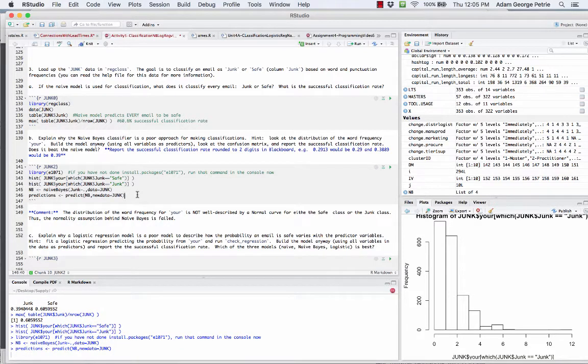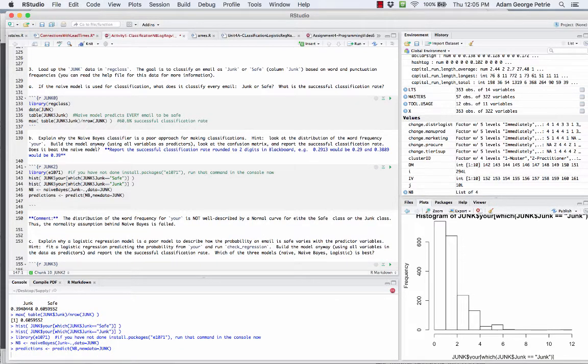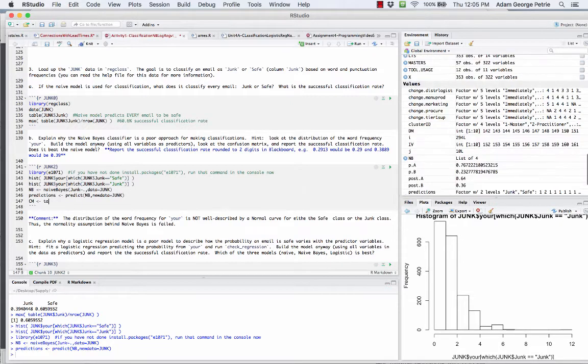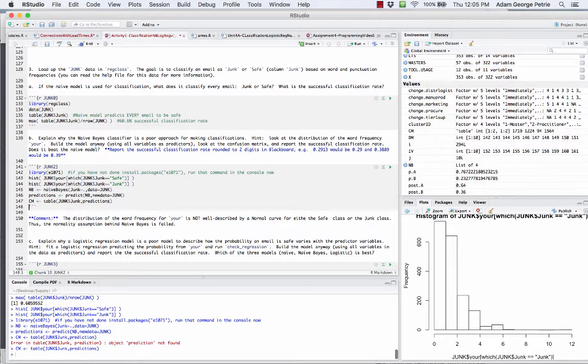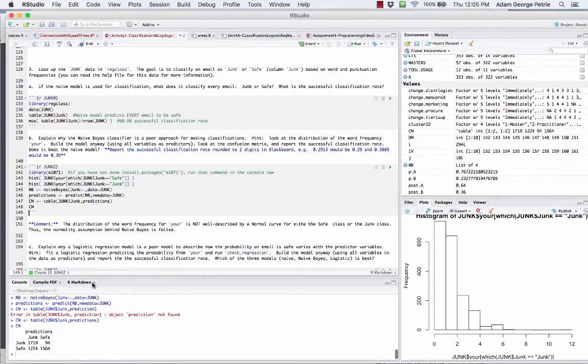So we'll make those predictions, and then we're going to make a confusion matrix. Now we're going to make this using the command table. The first argument of table are going to be the actual classes. So that's going to be the values inside the Junk column in the data frame. And the second argument are going to be the predicted classes according to naive Bayes. So let's make sure I don't have a typo. Let's look at the confusion matrix.